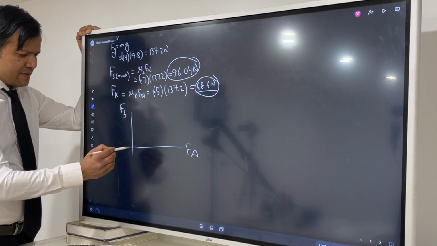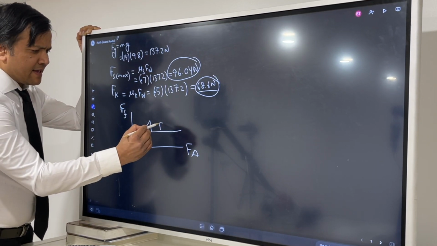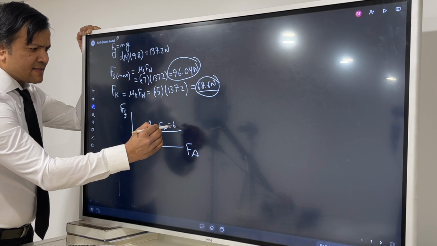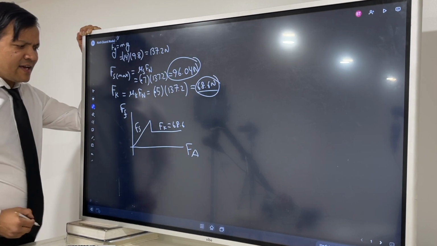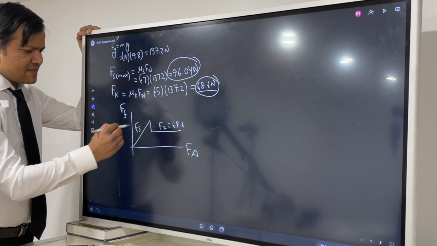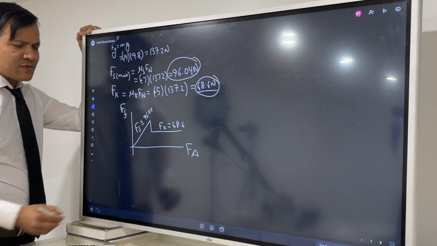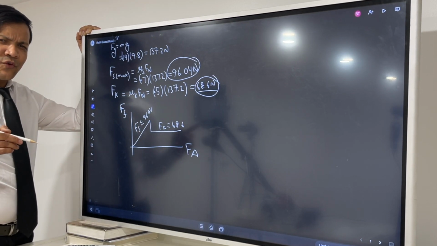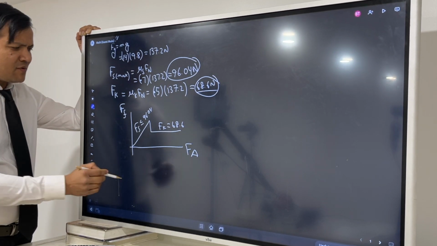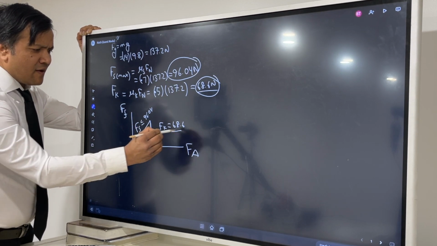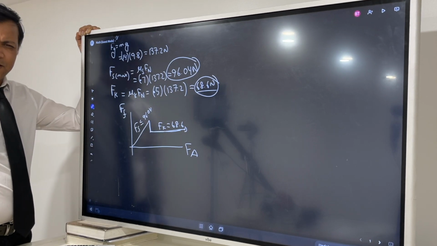On the friction graph, this is Fk, which is 68.6, and this is Fs. Fs is less than or equal to 96.04. So anything less than 96.04, the box won't move. Once the box starts moving, it falls, because an object in motion likes to stay in motion. Then you have to apply only 68.6 Newton.